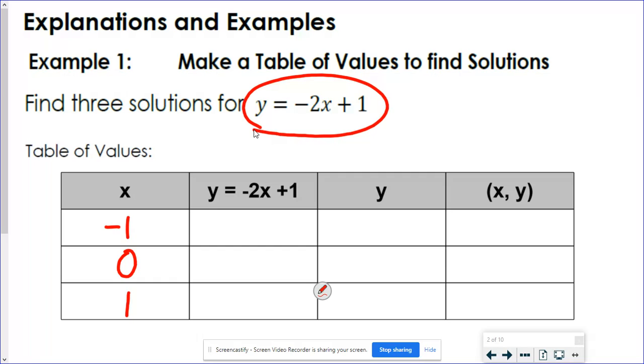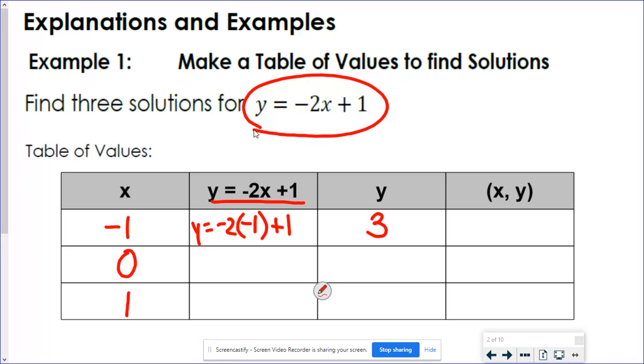Here in my equation, I actually wrote that same equation right here so that I could write down everything with my number substituted in. So I'm going to have y equals -2 times my x, in this case a -1, plus 1. That's just the substitution step. Now let's actually figure out what the y is really equal to. -2 times -1 is 2, plus 1 would be 3.